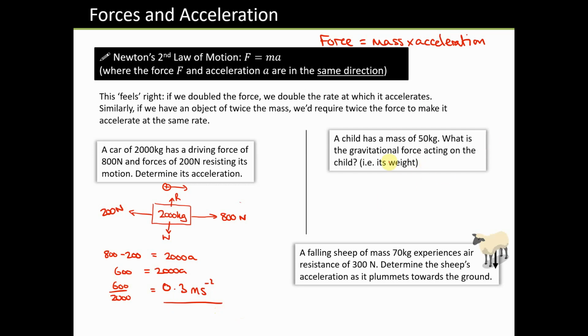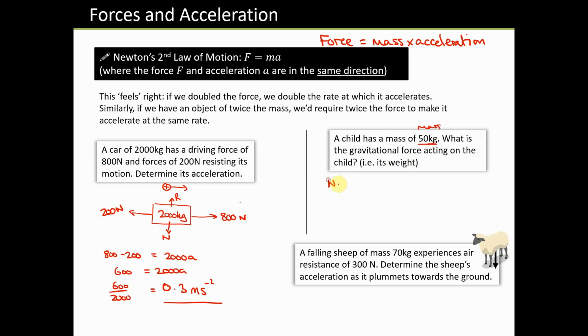In the second example, a child has a mass of 50 kilograms. What is the gravitational force acting on the child, i.e. its weight? I mentioned last lesson that the weight changes depending on our gravitational pull. So if you go to the moon, your weight will be significantly less than your weight on the Earth because there's less gravity there. But your mass stays the same. So this is a mass.